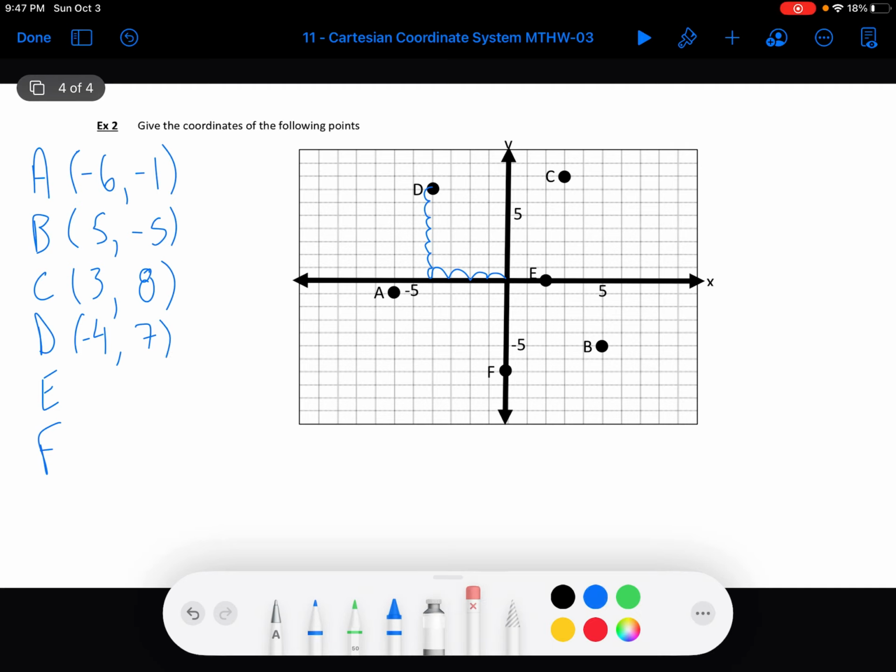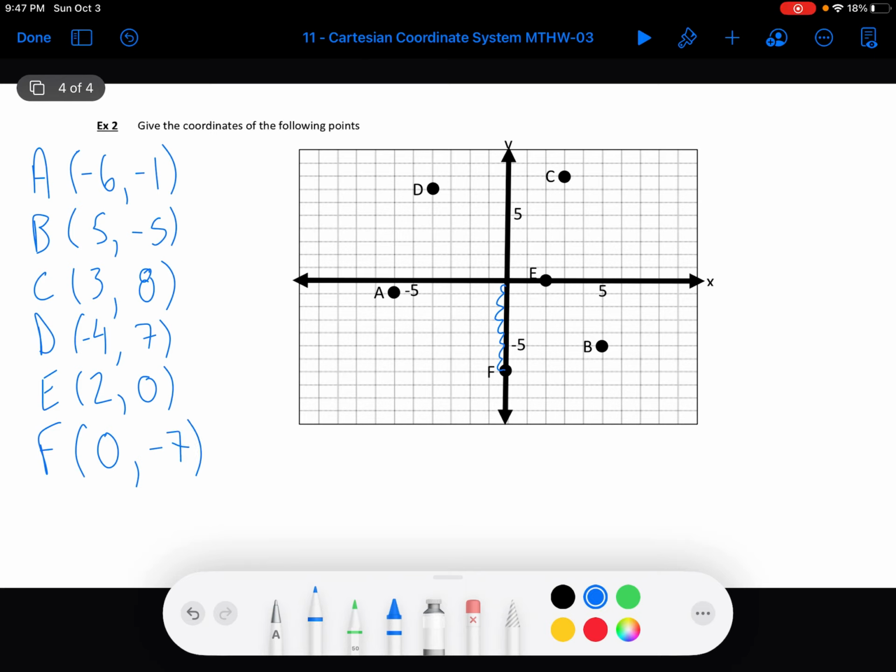All right. 2 more here. E, we just went 1, 2, and we didn't go up or down. So we put our 2 and then 0 for the up and down. And F, we didn't go left or right at all. So we've got 0, and then we went down 1, 2, 3, 4, 5, 6, 7.